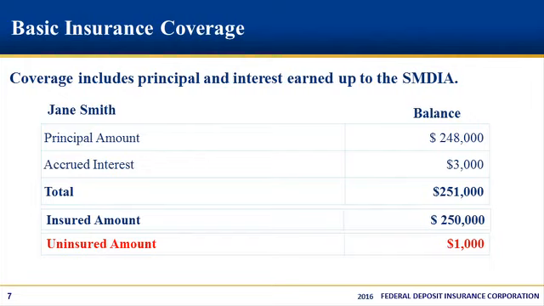Another common question depositors ask is, does the FDIC deposit insurance coverage include the accrued interest on the principal of a deposit? Well, as the example here shows, the answer is yes, but only to the extent that the interest does not exceed the insurance amount. As you can see in this example, $3,000 of interest has been earned. However, since $250,000 is the maximum amount that can be insured in Jane Smith's name alone, there is $1,000 of earned interest, which exceeds the insurance limit. Therefore, Jane Smith is uninsured in this example for $1,000.